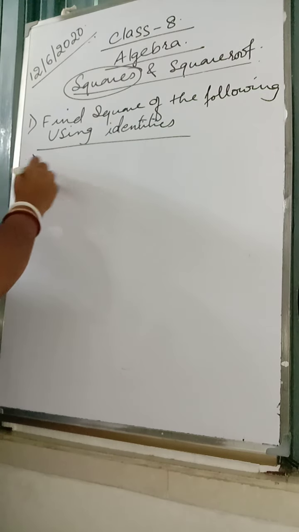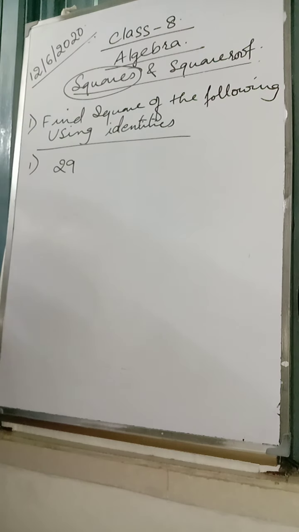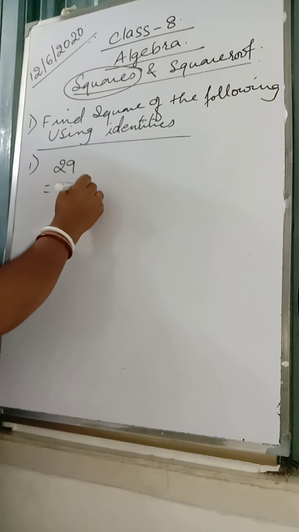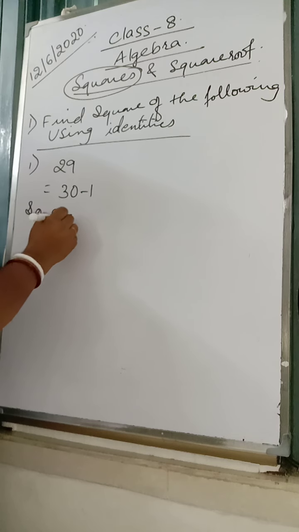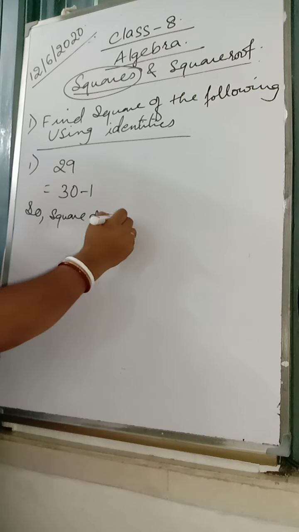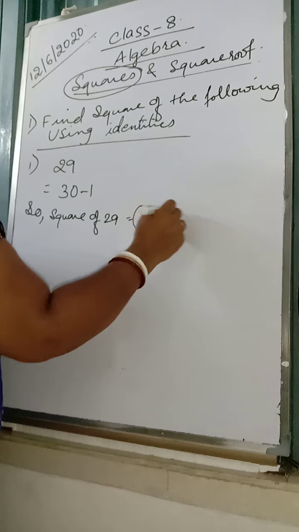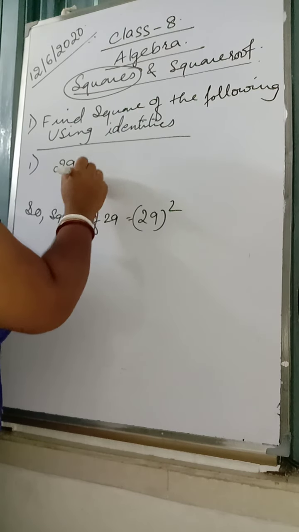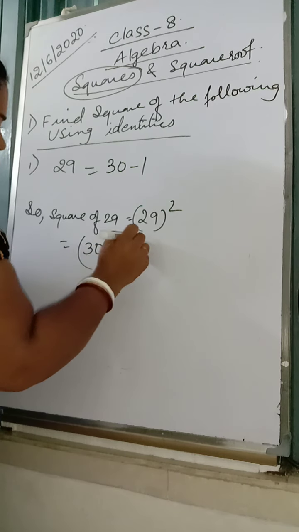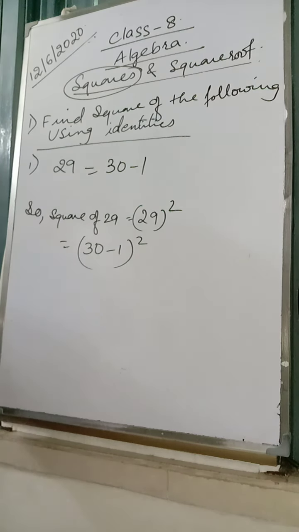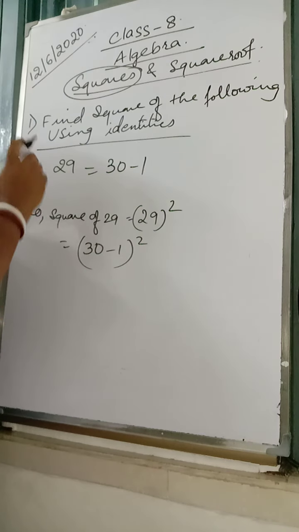The first one, if it is 29, how to get the square of this 29 using identities? This 29 could be written as 30 minus 1. I can write or not? So the square of 29 is equal to 29 square. So instead of writing this 29 square, I can write it 30 minus 1 square. The value is same, but now it is in the term of a minus b whole square.